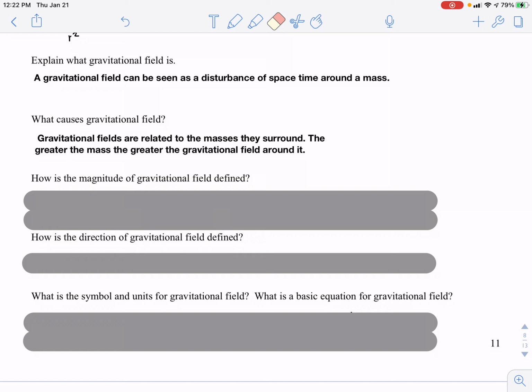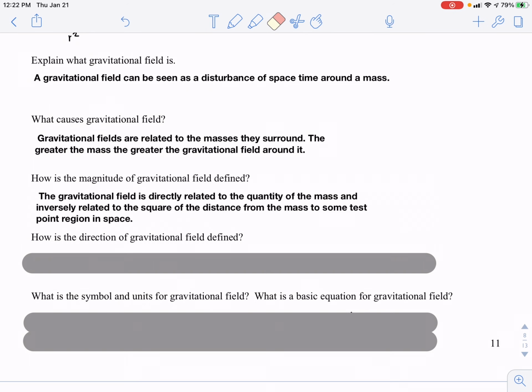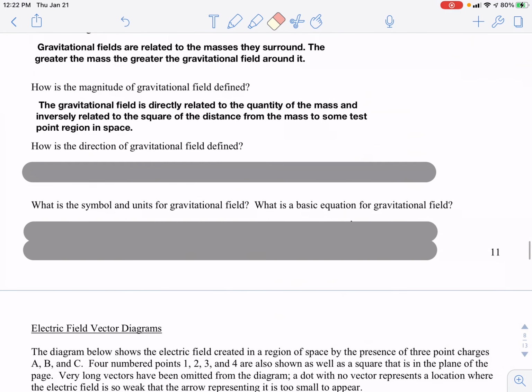What causes a gravitational field are the sizes of the masses themselves. The greater the mass, the greater the distortion of space-time around the mass, thus the greater attraction and the greater the gravitational force of attraction to other masses nearby. The magnitude of a gravitational field is directly related to the mass and also inversely related to the square of the distance from that mass to some test point in space.